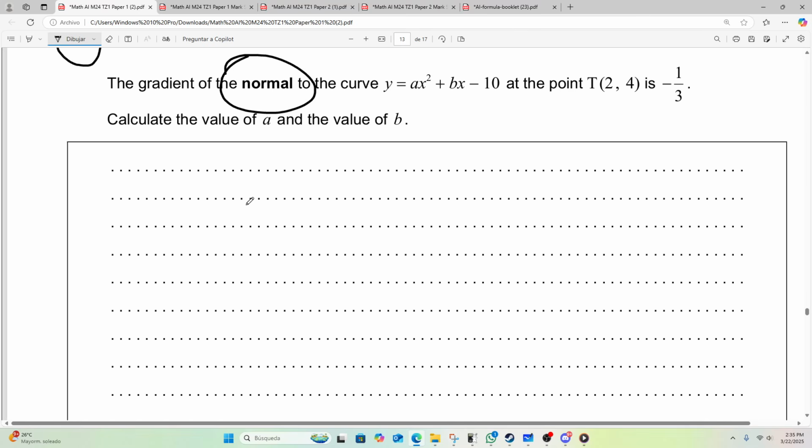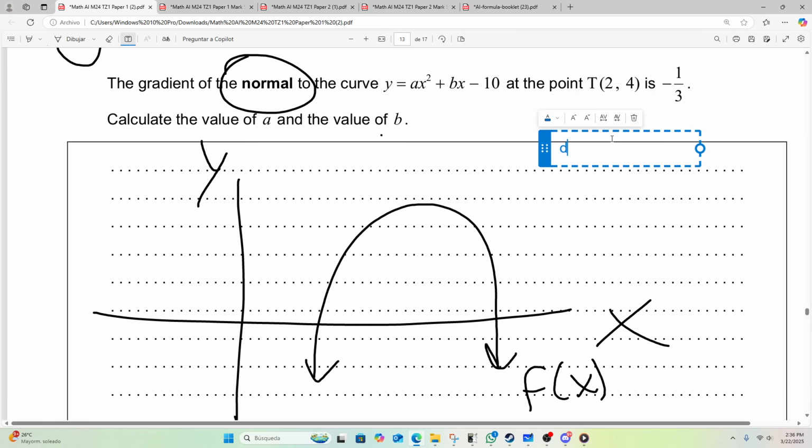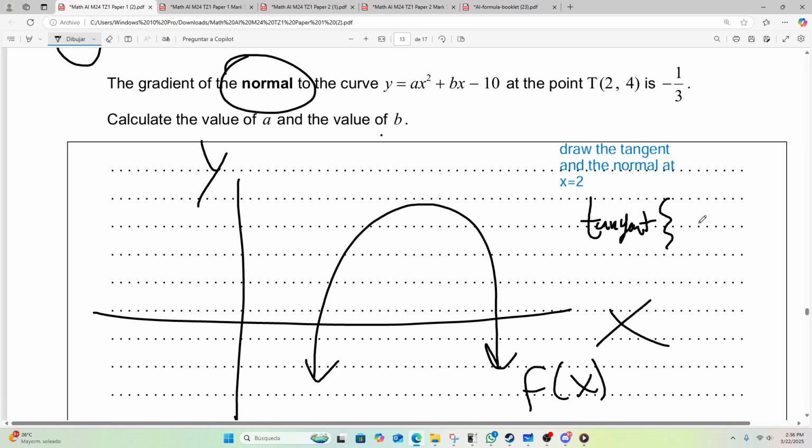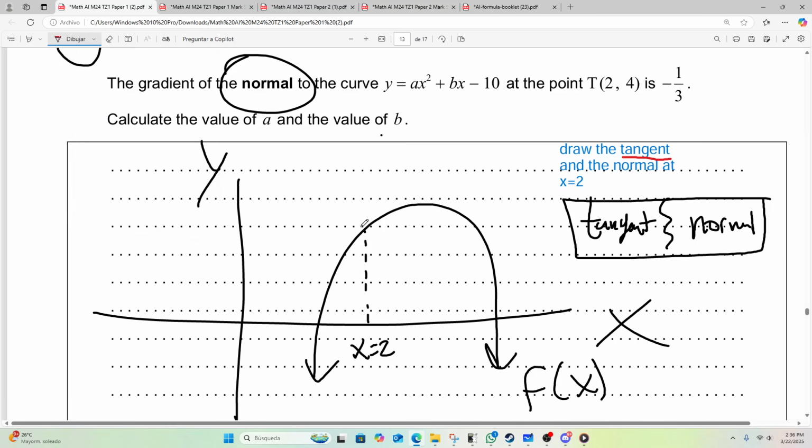Normal to the curve. Guys, if you have a quadratic that looks like this, and I task you with draw the tangent and the normal at x equals 2. The first thing I need to establish to you is that tangent is sort of similar to the normal. It's not that they're the same, but I at least group them as concepts. And so at x equals 2, let's say that it's right here. The tangent you've probably heard of before. The tangent is something that touches once and then never again.